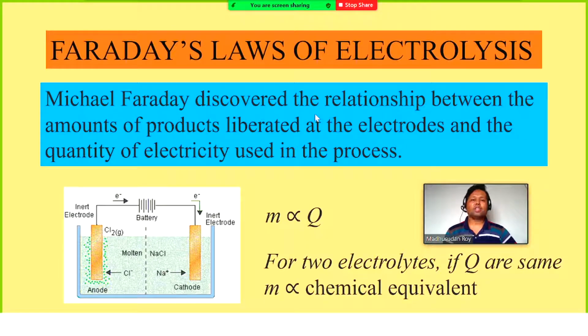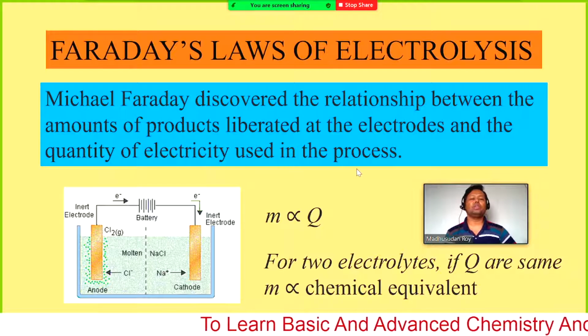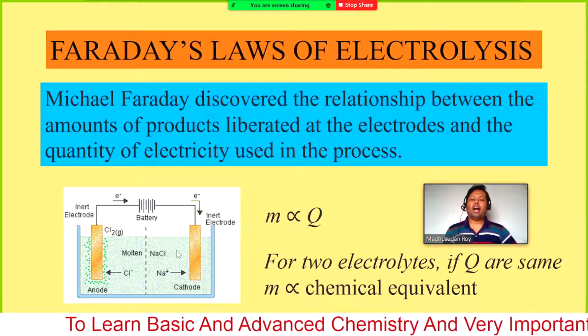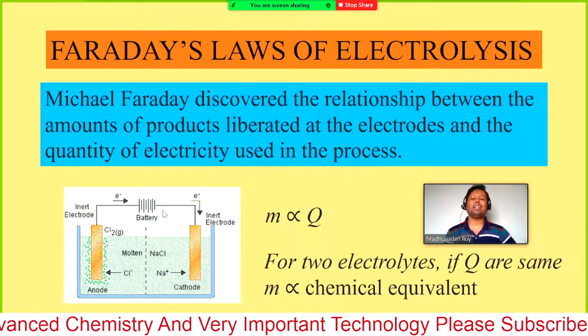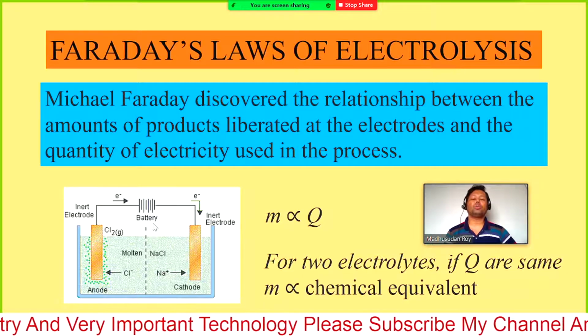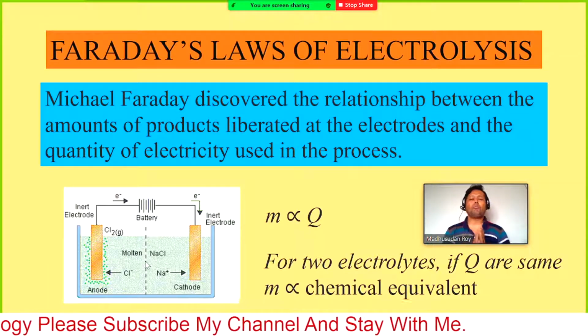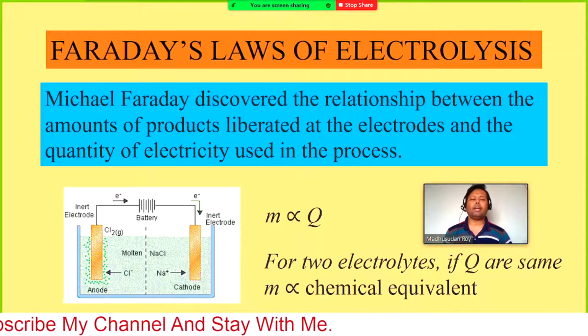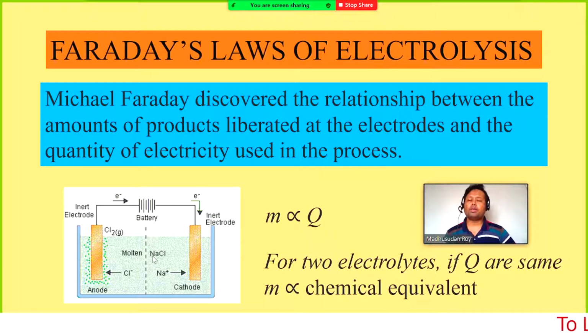So Michael Faraday discovered the relationship between the amounts of products liberated at the electrodes and the quantity of electricity used in the process. That means how much substance will be deposited on the electrode is directly related to the amount of electricity supplied to the electrolyte. And also, you can compare several electrolytes by supplying the same electricity. Now here you have sodium chloride, that means sodium ion and chloride ion.